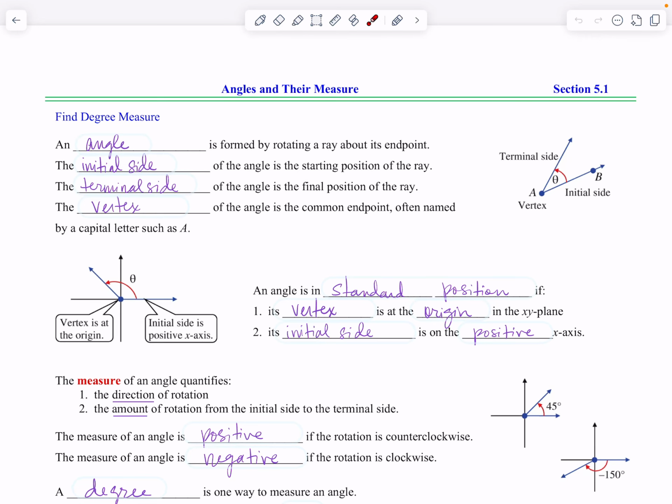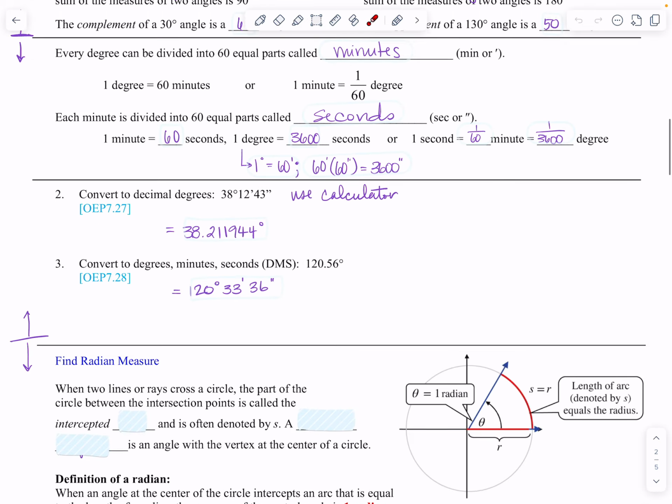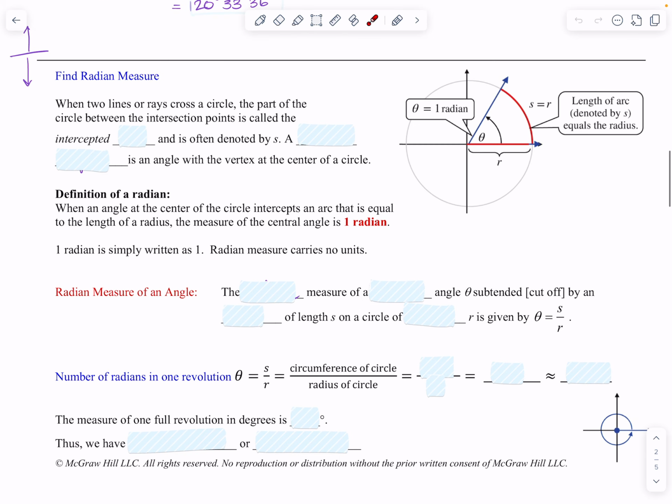Hey folks, so this is going to be the third video that we have for section 5.1. So if you will go all the way down, we're going to introduce to you the concept of radian measure.